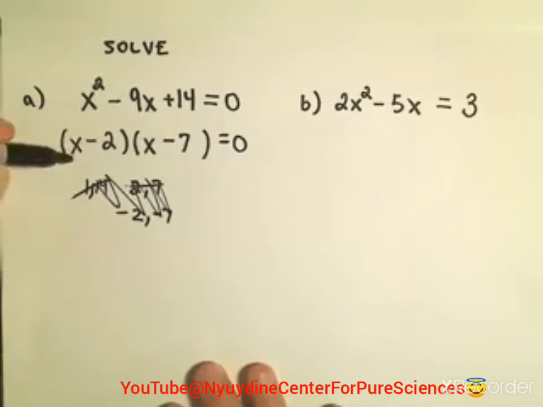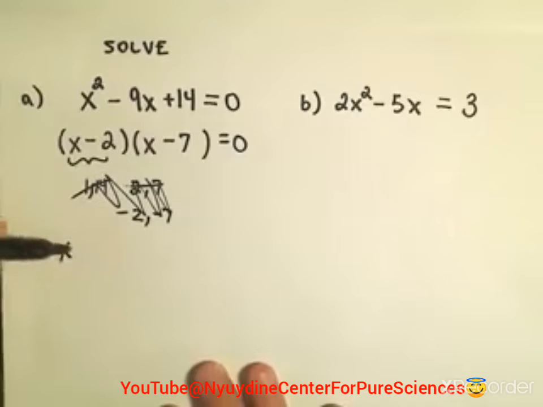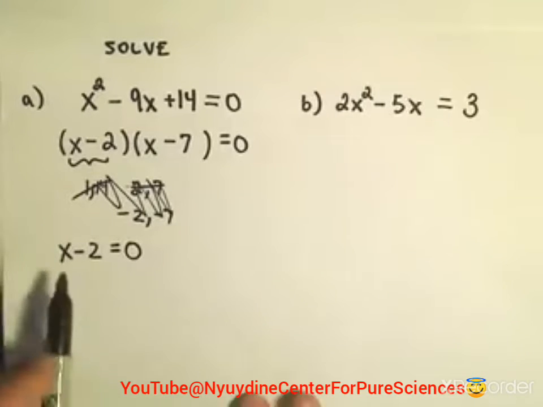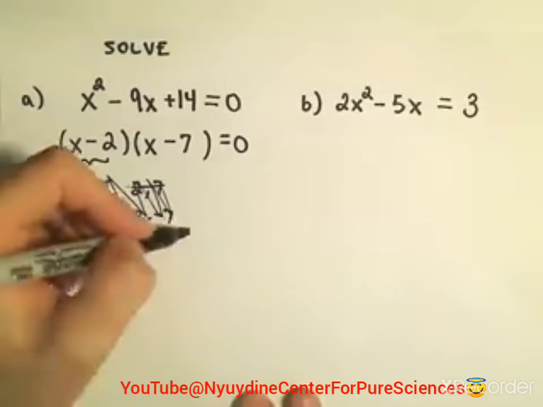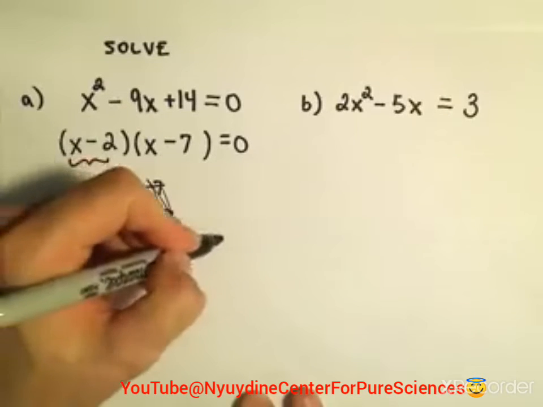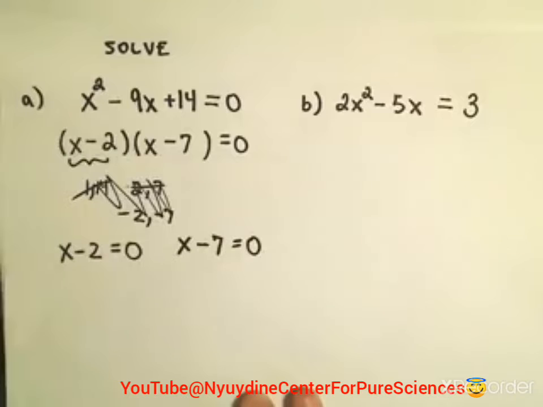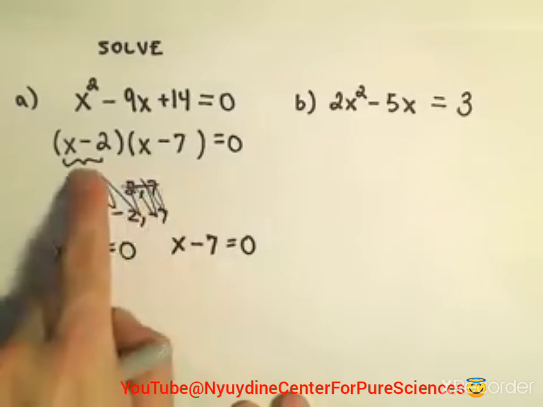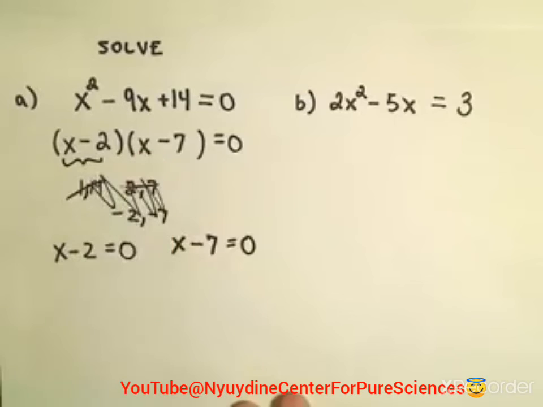So what that tells me to do is, we either want to make x minus 2 equal to 0. We want that to work out and be 0. Or we'd have to take what's in the second set of parentheses, x minus 7, and set that equal to 0. So this is the idea. You factor, you take each set of parentheses, set it equal to 0, and then try to solve that equation.